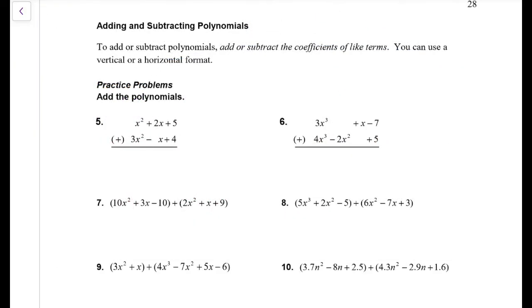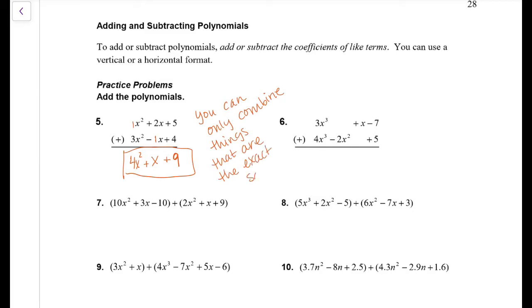Looking at number 5 here, we are going to add the polynomials. Now, you can only add things together if they are like terms. So if I take 5 plus 4, I get 9. 2 minus 1 is 1, so I have 1x. And x squared plus 3x squared gives us 4x squared. You can only combine the things that are the same. So our answer would be 4x squared plus x. It's like plus 1x, but we don't need to write the 1 there. And plus 9.